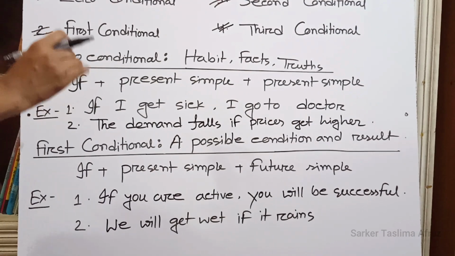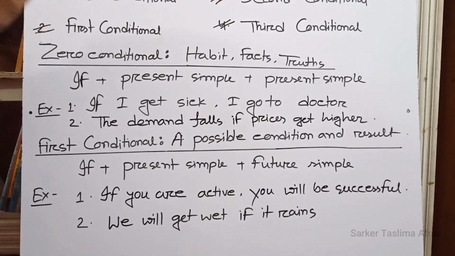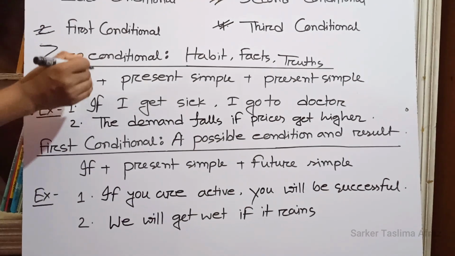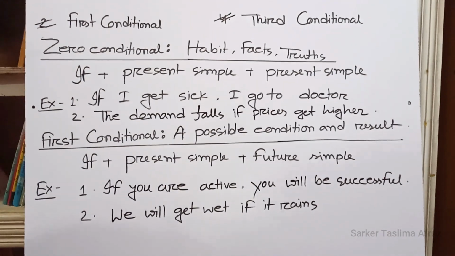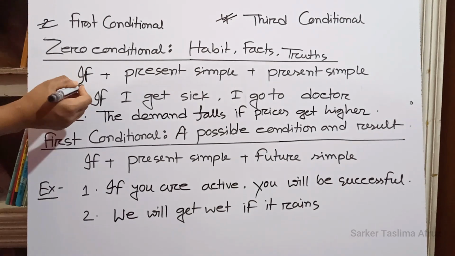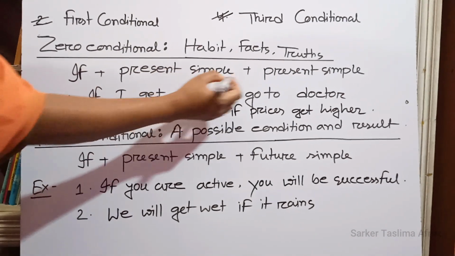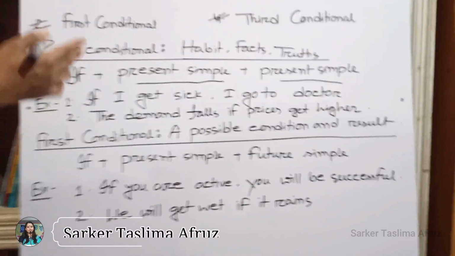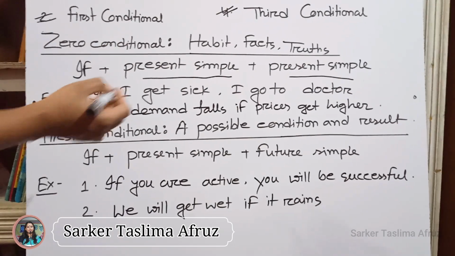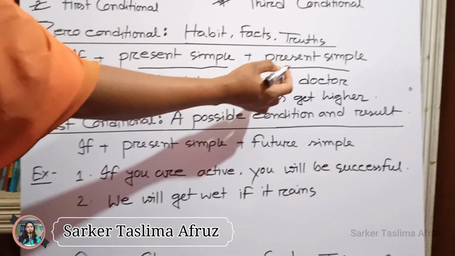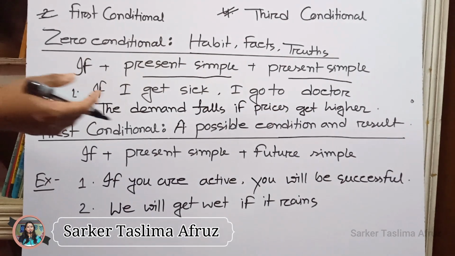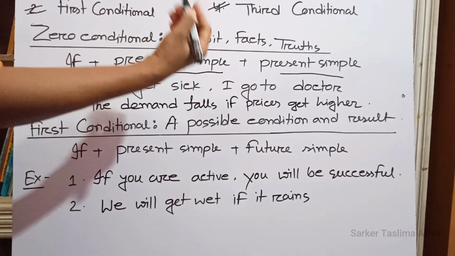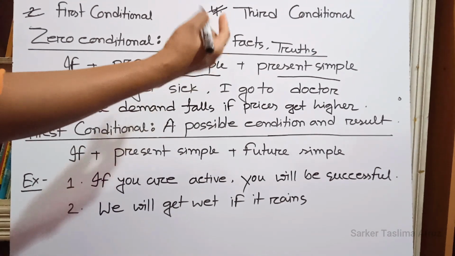Earlier I told you, if you want to say anything in condition, in that case it's very important to memorize this formulation. So the formulation is, if plus present simple, then present simple. That means there are 2 clauses, the first one is the if clause and the next one is the main clause. Both clauses will be in present simple if the sentence is about habit, facts, or truths.